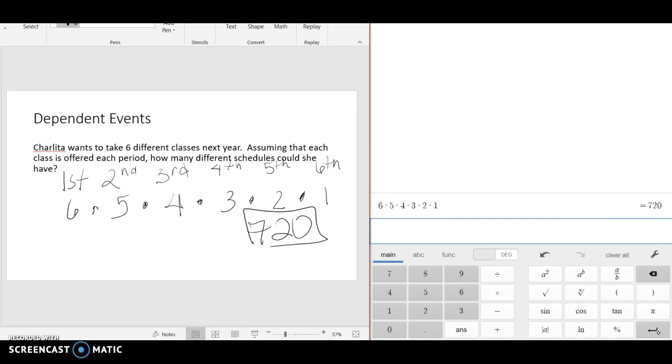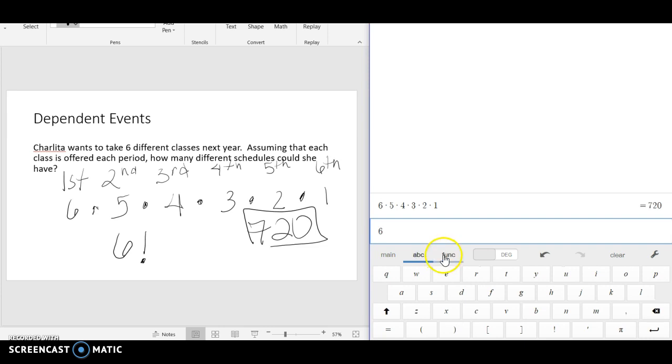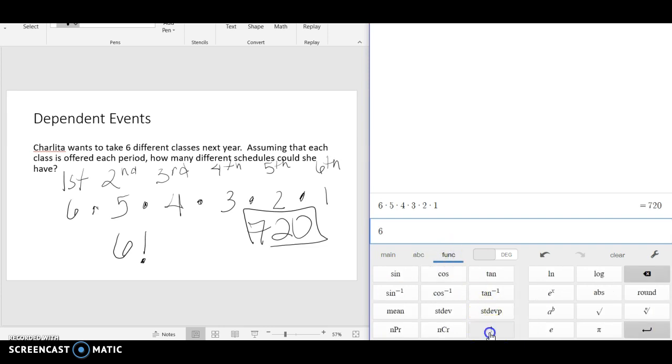Now, this 6 times 5 times 4 times 3 times 2 times 1 also represents 6 factorial. And so on your calculator, you could easily do 6, then the factorial button, and you still get the same 720.